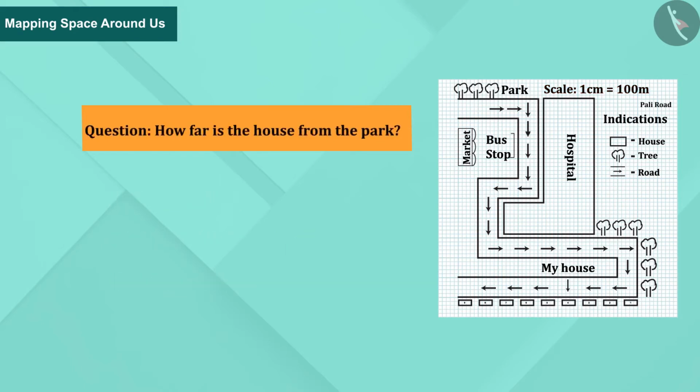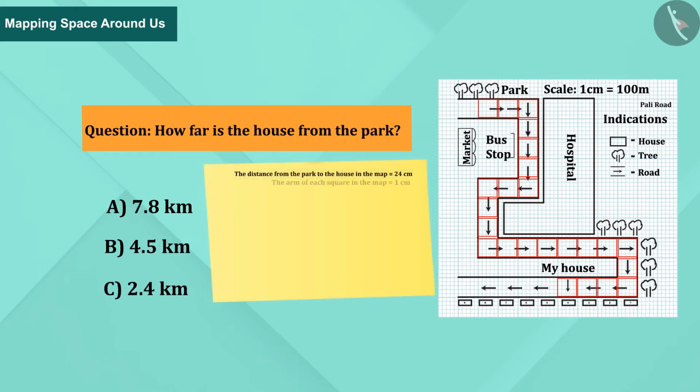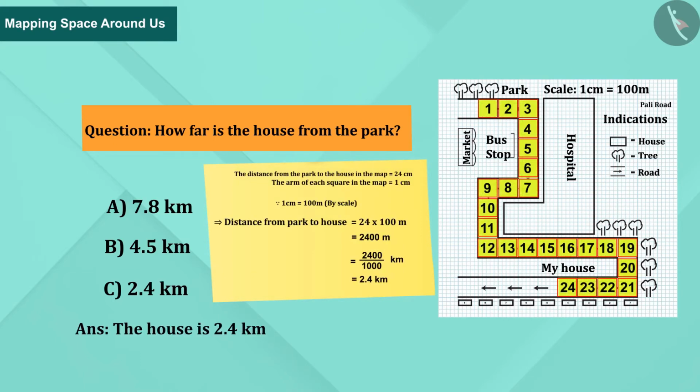How far is the house from the park? A. 7.8 kilometer. B. 4.5 kilometer. C. 2.4 kilometer. The house is 2.4 kilometer away from the park.